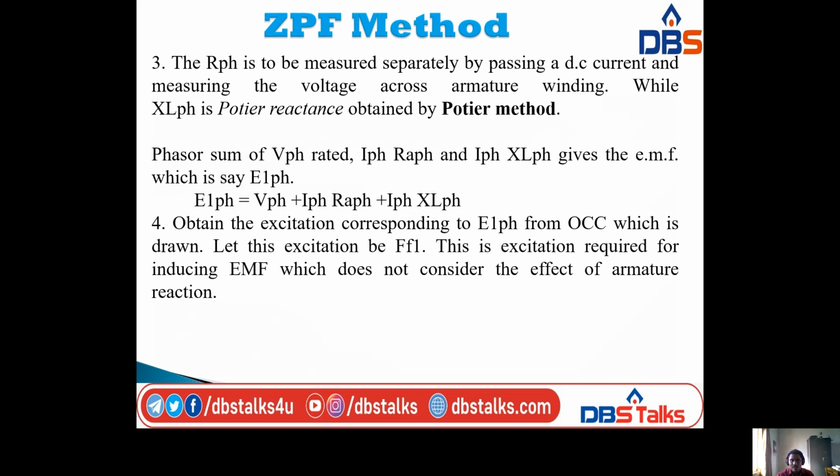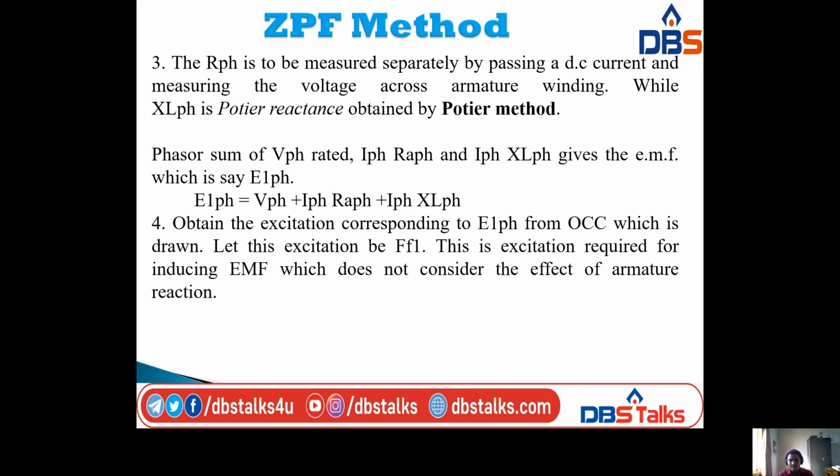Next, RA phase is to be measured separately by passing a DC current and measuring the voltage across the armature winding, while XL phase is the Potier reactance obtained by the Potier method. That is the formula: XL phase is equal to length of RS into length of BC by IA phase. Here I am taking the phasor sum of the rated V phase and the drops I phase RA phase and I phase XL phase, which gives the EMF, say E1 phase. So E1 phase is equal to V phase plus I phase RA phase plus I phase XL phase. This is the phasor sum.